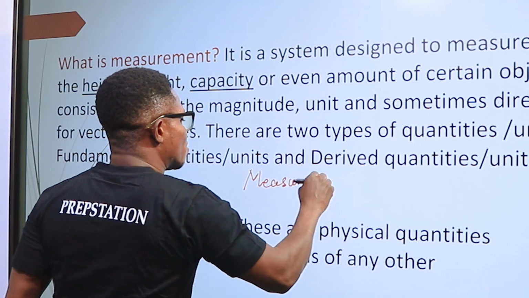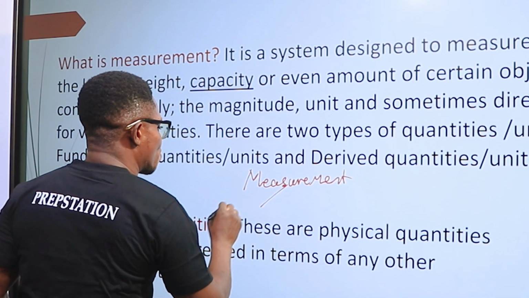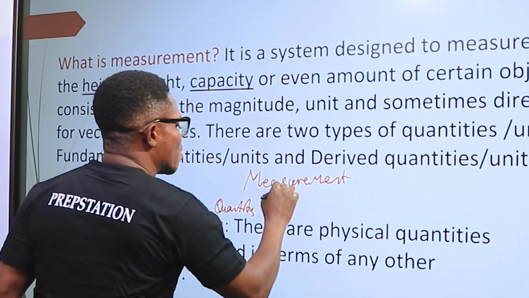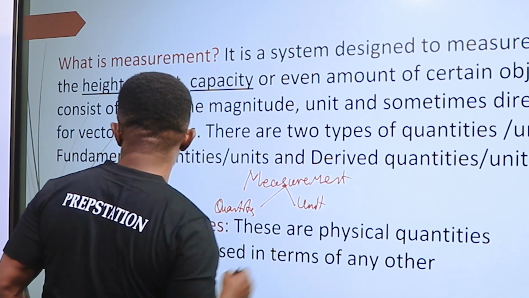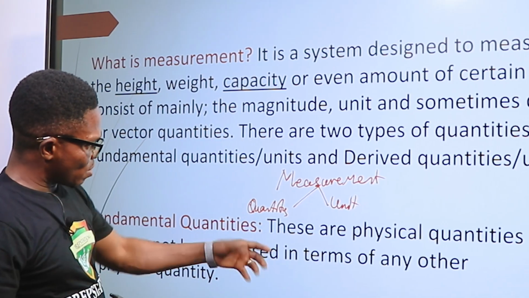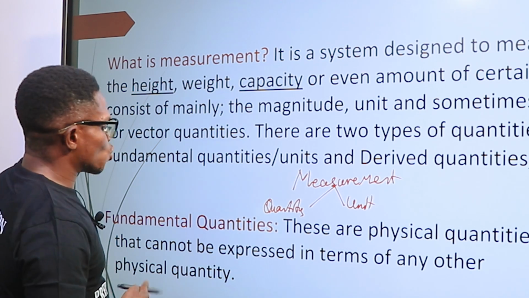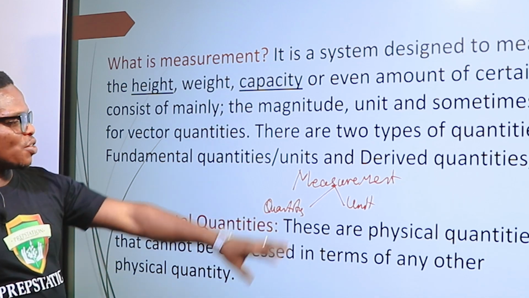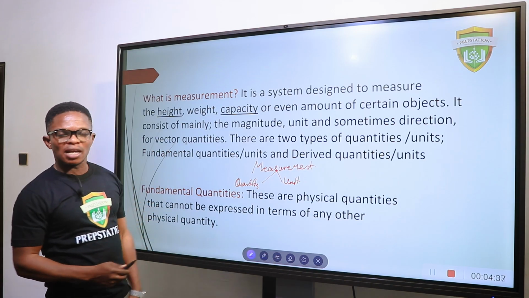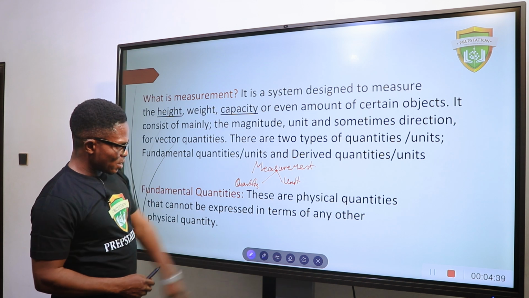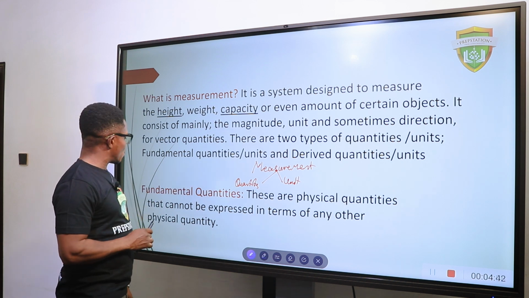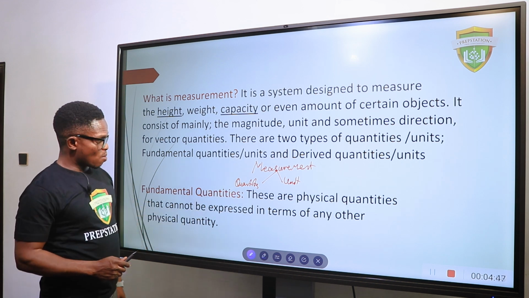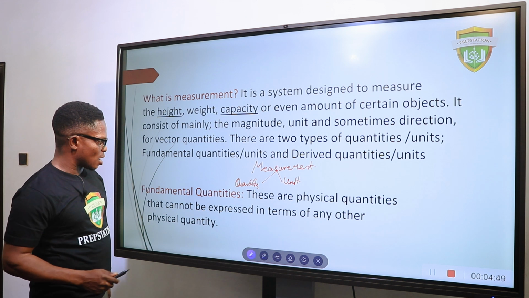Now, to understand measurement, we also need to consider what measurement really consists of. To talk about measurement, you consider two aspects. Number one is the quantity, and number two is the unit. You can't really talk about measurement without considering these two. Under quantity and unit, we have two types. The first one is called fundamental quantities, while the second is called derived quantities and units. What you have on the screen right now is the first type, which is fundamental quantities.